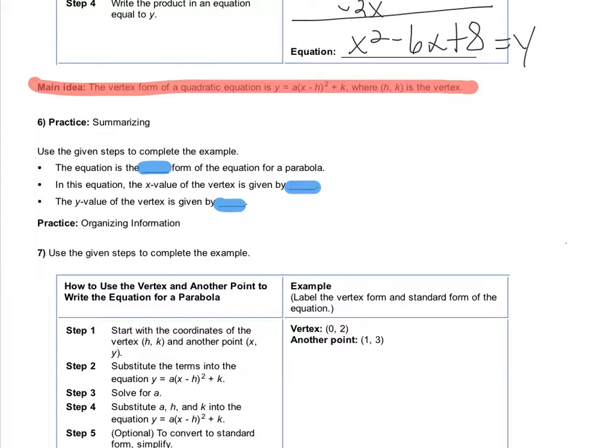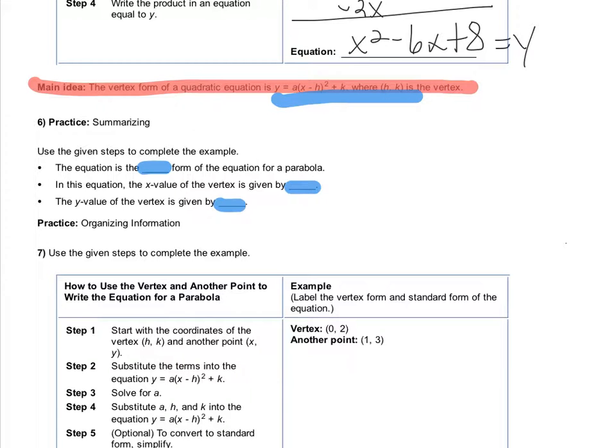We just keep getting the same thing over and over again, and that's good. If you're not getting the same thing, just let me know and I'll help you out. Our next main idea is that the vertex form of a quadratic equation is y equals a times (x minus h) squared plus k, where h and k are your vertex.